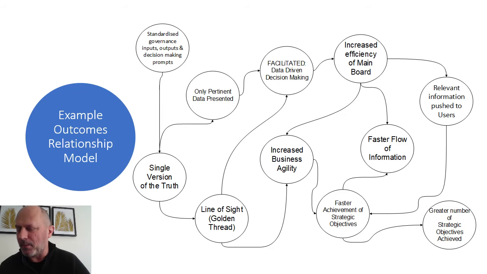This isn't the example we've been previously looking at, but it just shows us how we can get from an output like standardized governance inputs and outputs and decision-making prompts through to single version of the truth, line of sight to golden thread, and all the way through to the higher level elements that we're expecting in our vision.